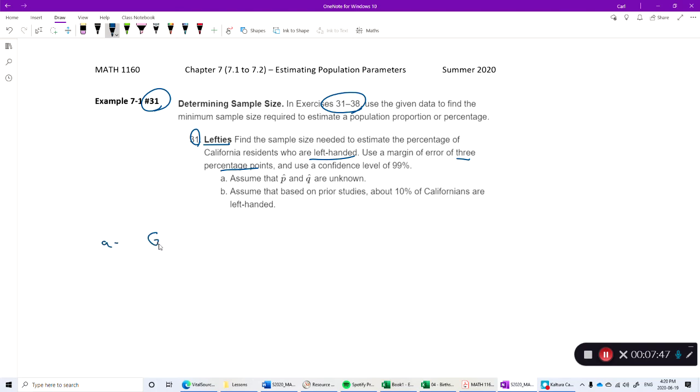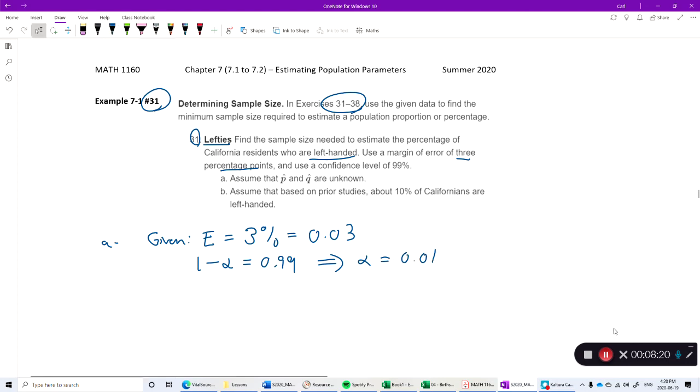Okay, so let's just say here, we are given that we should use a margin of error of 3 percentage points. 3%, but be careful here. We have to represent this as a decimal, 0.03. If I use 3, it's going to be wildly wrong. So margin of error is 0.03. And we're told that the confidence level, 1 minus alpha, is 99%. So that tells us that alpha is 0.01.